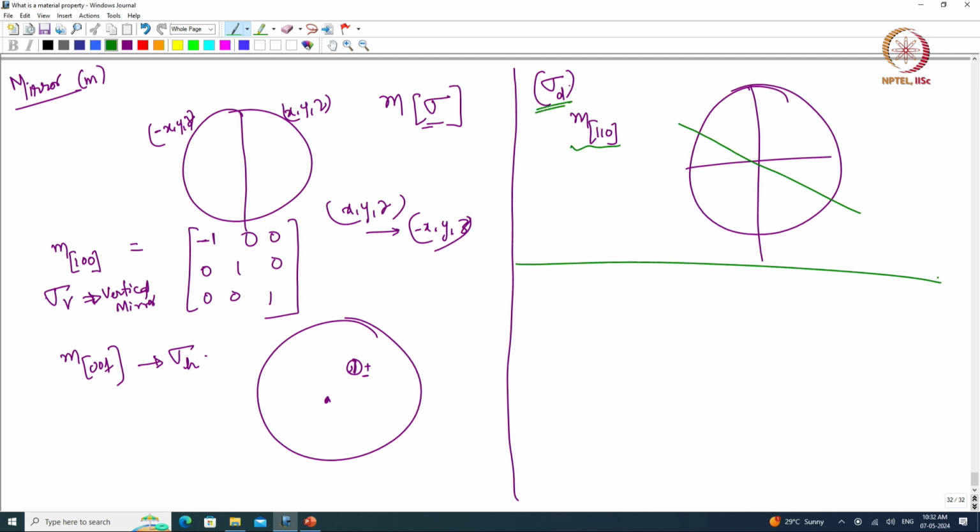Okay. So, with that we will stop here in this class, and we will look at what are called roto inversion operations, starting from roto inversion operations in the next class, and we will build on that. We will build how crystal structure comes from these point symmetry operations. All right. So, see you in the next class.